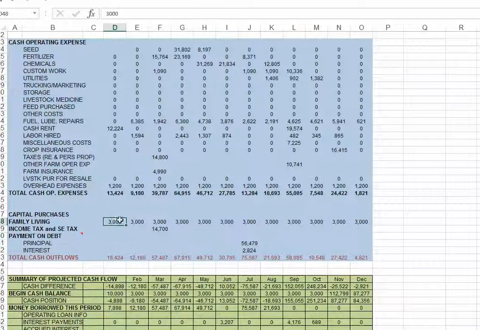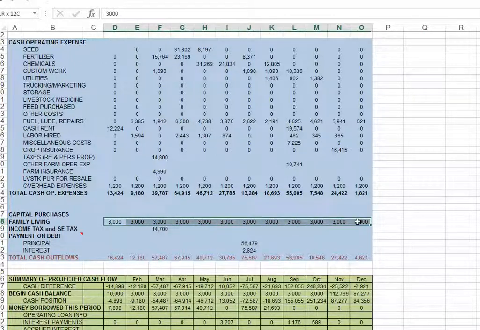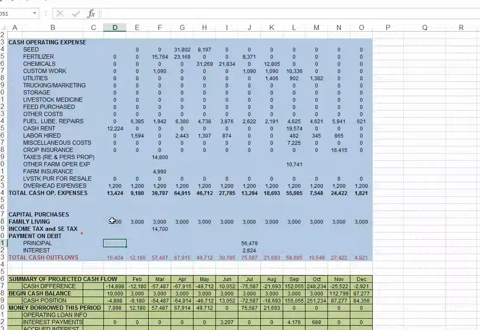This family living is simply money taken out to live on. Now, a farm manager may or may not want to put something there. If there's other sources of income and you do not want to relate that to the farm, you might not put any family living here. But if you're going to take some money out of the farm business, then we need to put some money into family living. This row here is simply an estimate of income tax that the farm will have to pay, income tax and self-employment tax.